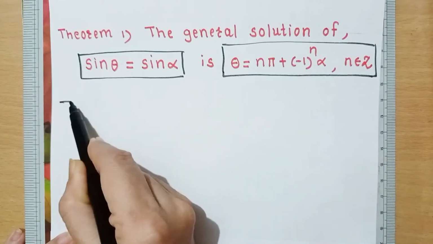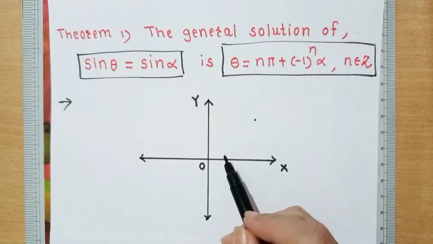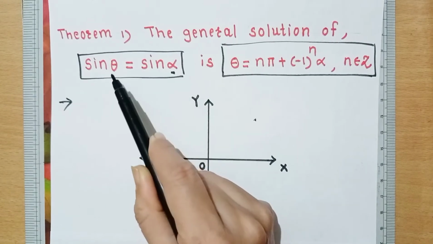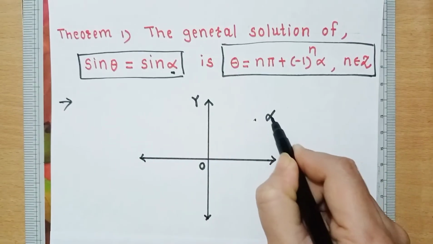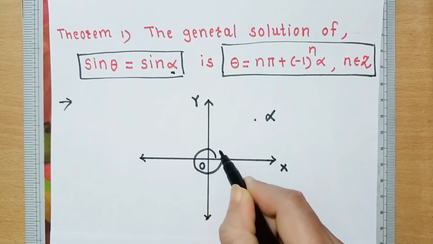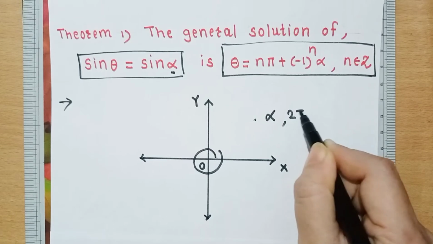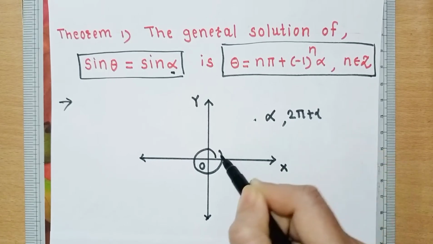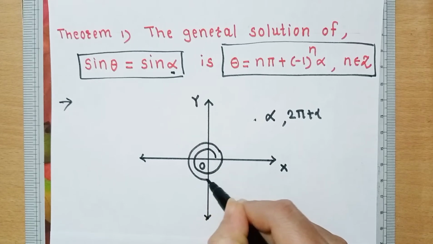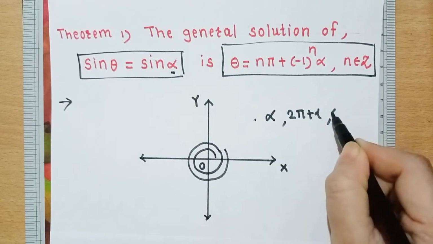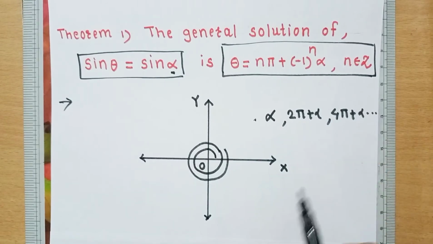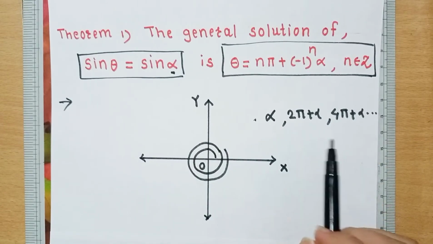So let's consider this is the xy plane. Now check here. The first solution is alpha, meaning the value of theta is alpha. Now after one complete rotation we have 2 pi plus alpha. If again we complete the second rotation, then we have 4 pi plus alpha and so on. These are the infinitely many solutions.